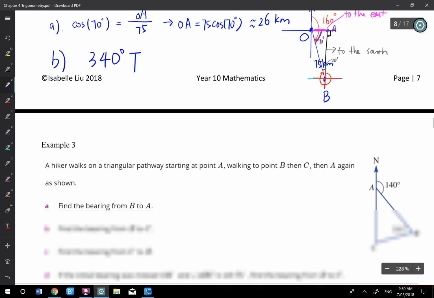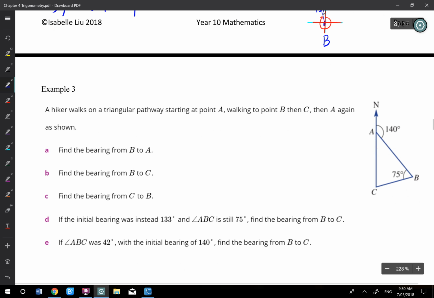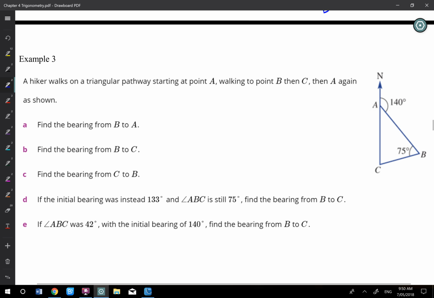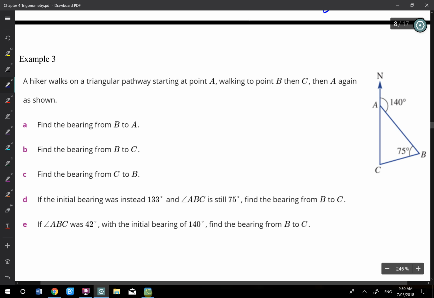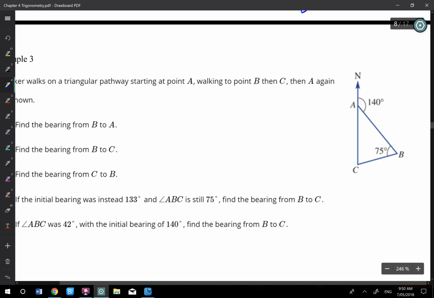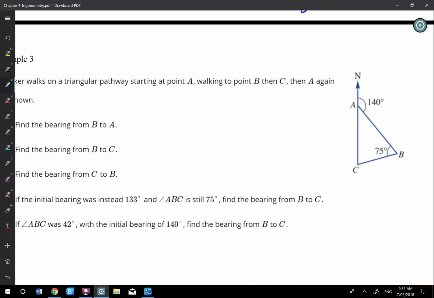Okay, let's have a look at question 3. I will do the first 3 parts with you together, and I'll give you time to do D and E by yourself. A hiker walks on a triangular path, starting from point A, walking to point B. Can you see from A to B is on a bearing of 140 degrees?